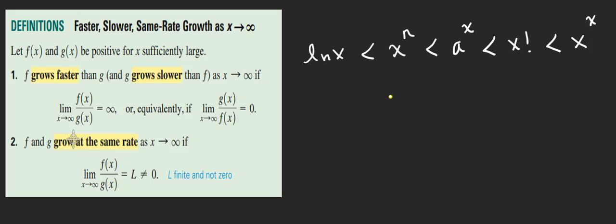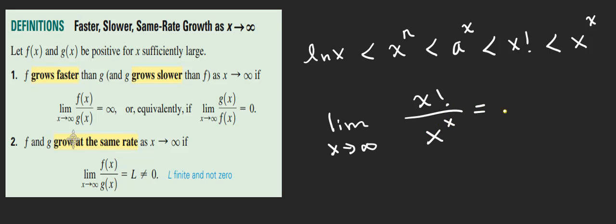So if you have something like, let's say, limit as x goes to infinity of x factorial over x to the x, you know that it's going to go to 0 because x factorial grows slower than x to the x.